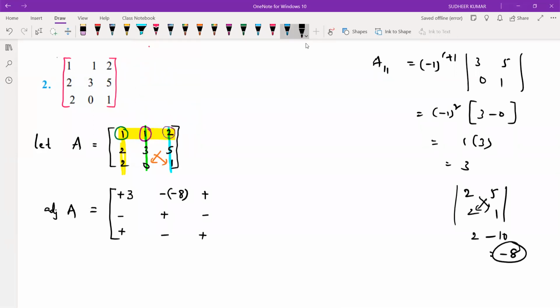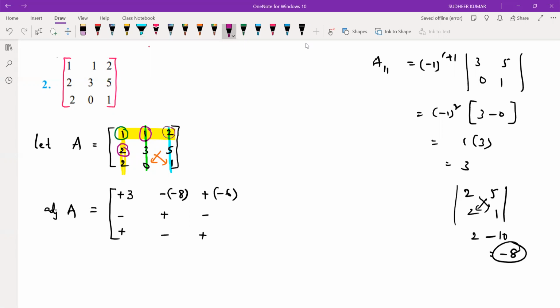Minus 6. Yes, 0 minus 6 is minus 6. So plus half minus 6. And the next one. Go to 2. So delete this row and column. So that is 1 minus 0.